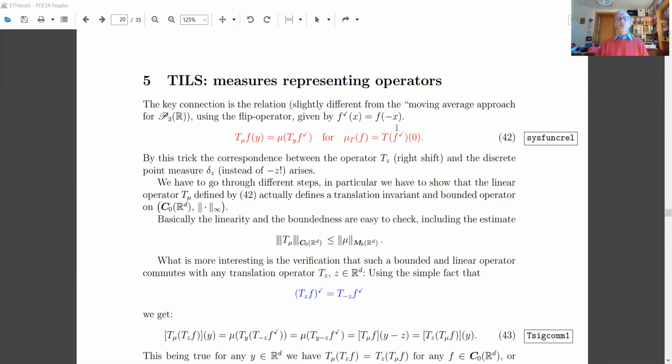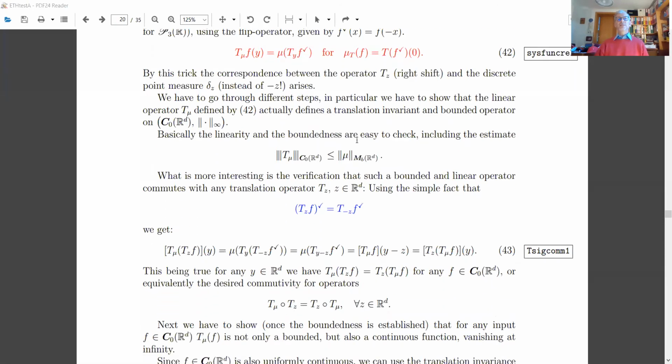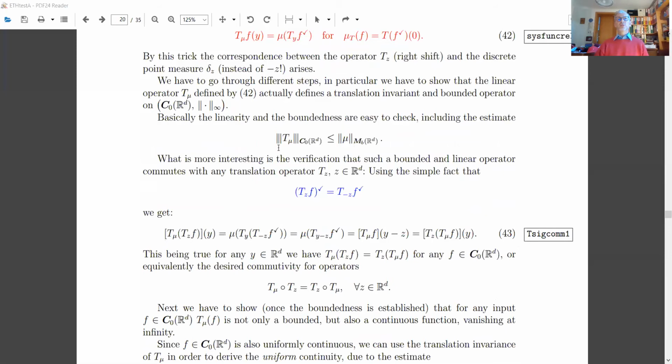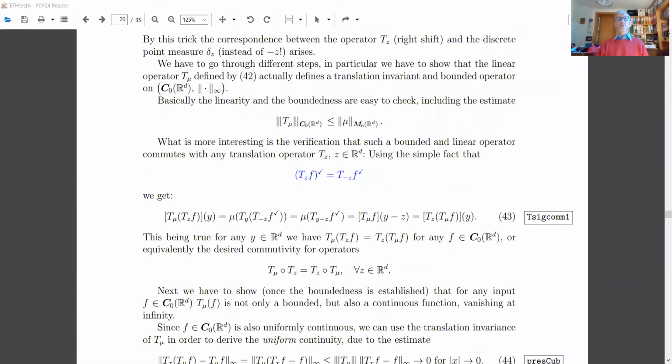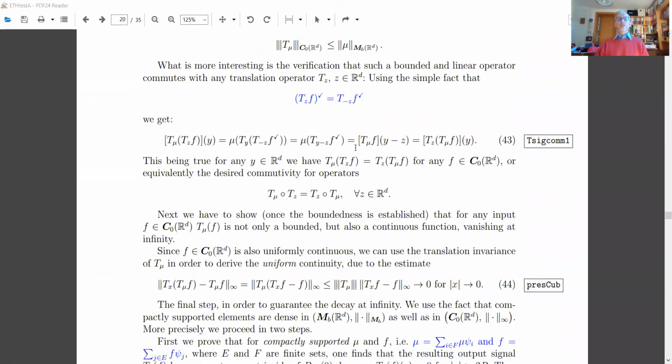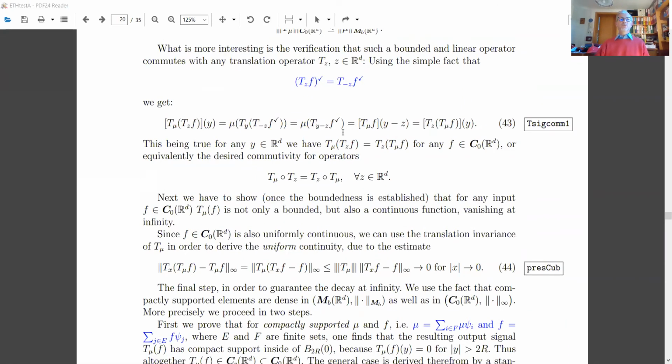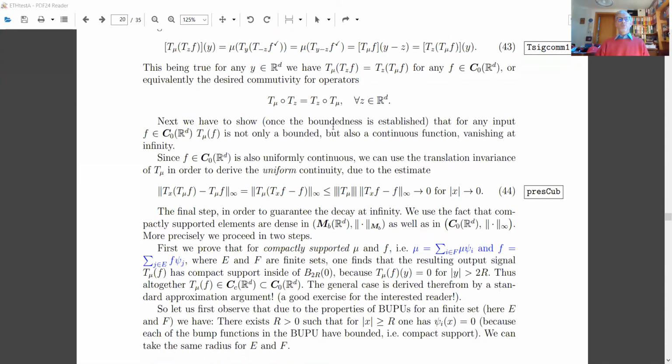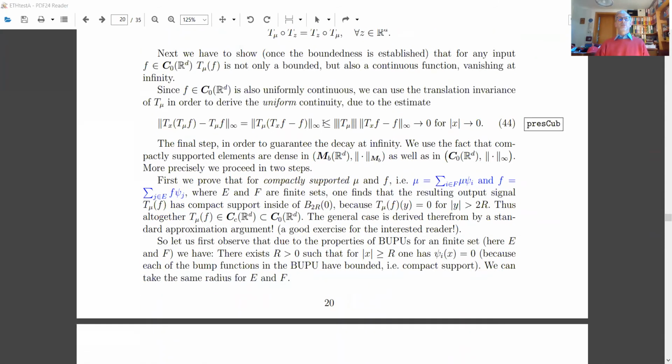Now it can be used to show that the size of a system generated by a measure is controlled by the size of the measure as a functional. And if you do some calculations, you find out that this is really a system which is linear, bounded, and commuting with translations. We also showed that it preserves continuity. Actually, it preserves uniform continuity, not the pointwise continuity.